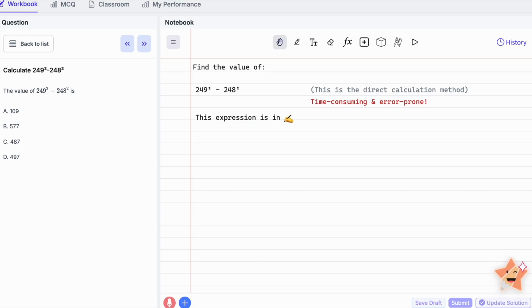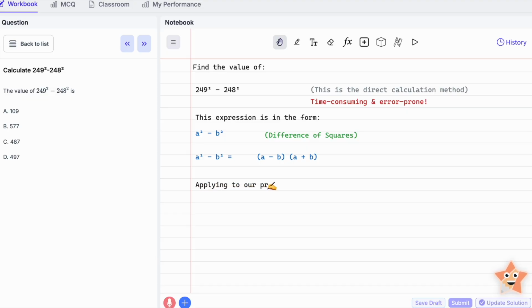Let's look at the structure again. It is in the form of a number squared minus another number squared. This is a very famous algebraic identity known as the difference of squares. The identity states that a squared minus b squared is equal to a minus b multiplied by a plus b.